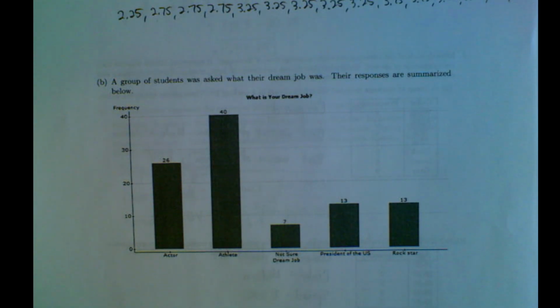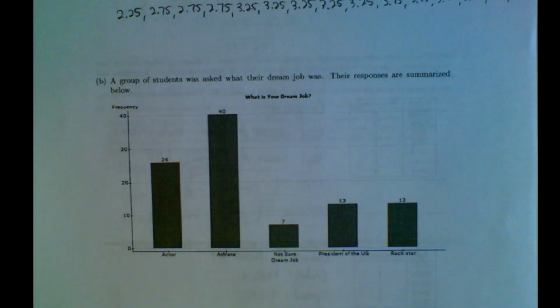Students were asked what their dream job was. They're not going to answer 17 or 42.6. They're going to answer, oh, my dream job is to be an athlete or a president of the United States, right? Well, those are categorical data. So this must be categorical.